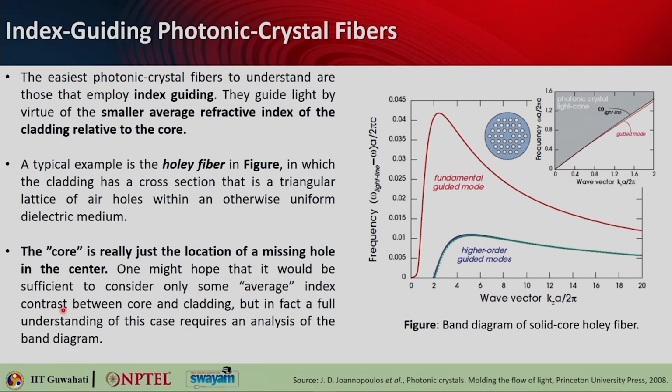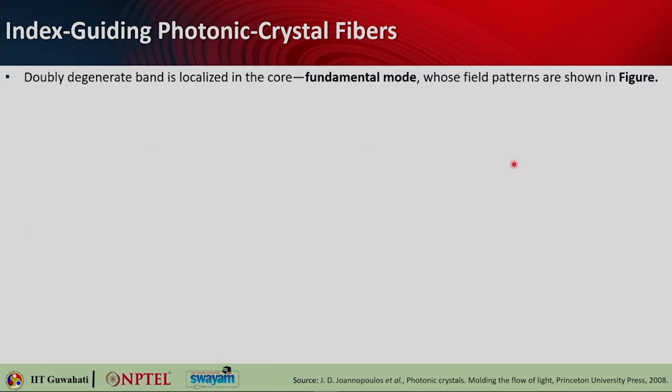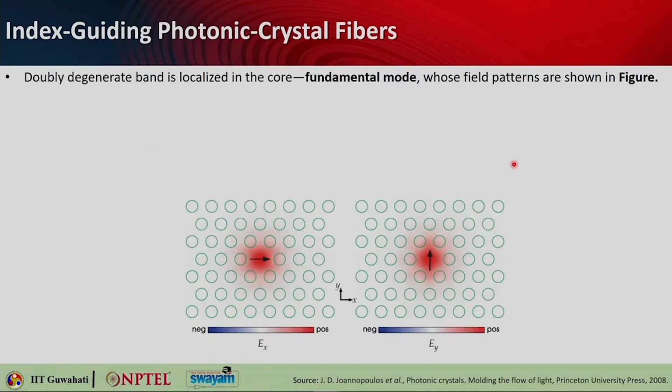One might hope that it would be sufficient to consider only the average index contrast between the core and the cladding in this case, but in fact you have to understand the band diagram to find out which modes are guided in such a fiber. So calculating the photonic band structure for this one is also very important. We will not go into that much detail because it is not an advanced course. I am just showing you the possibilities.